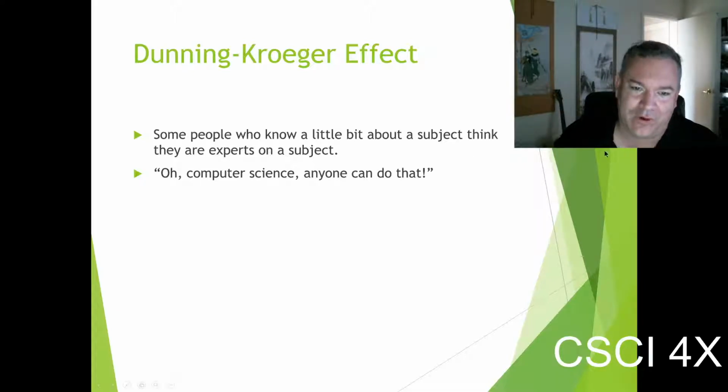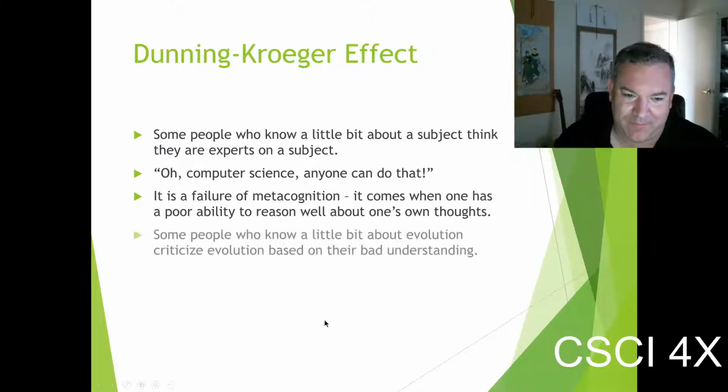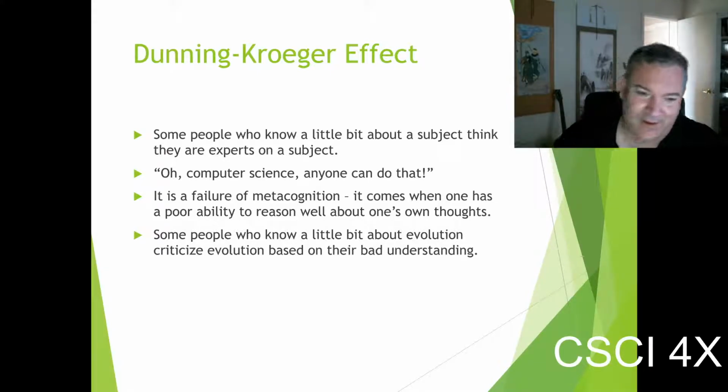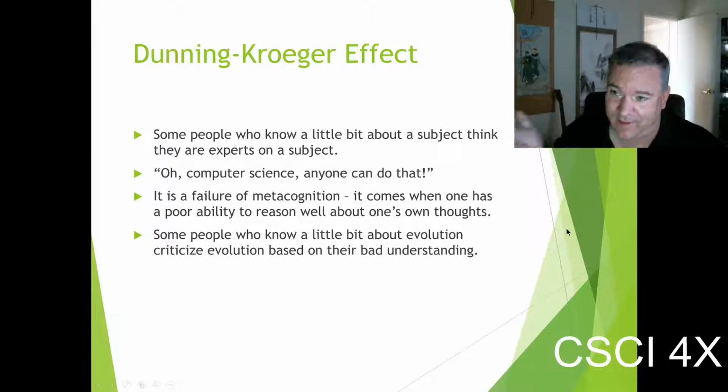The Dunning-Kruger effect technically is when people overestimate their knowledge on a subject, right? Like, if you've taken one class on a subject and you think you're an expert on it. It comes about when you're not good at metacognition, where you look at your own thoughts and evaluate your own thoughts.